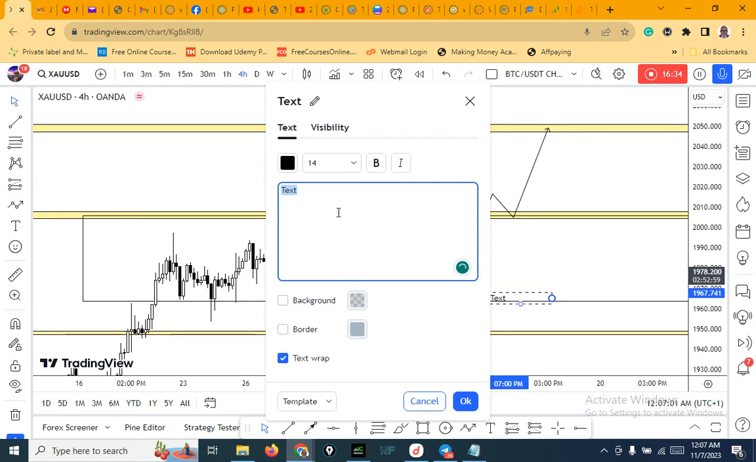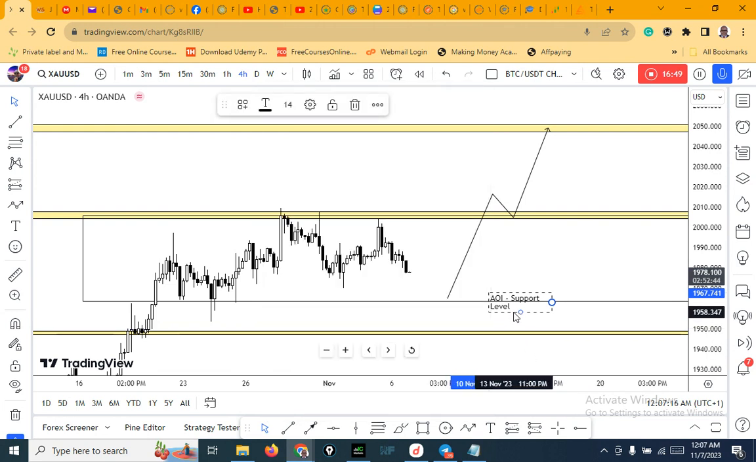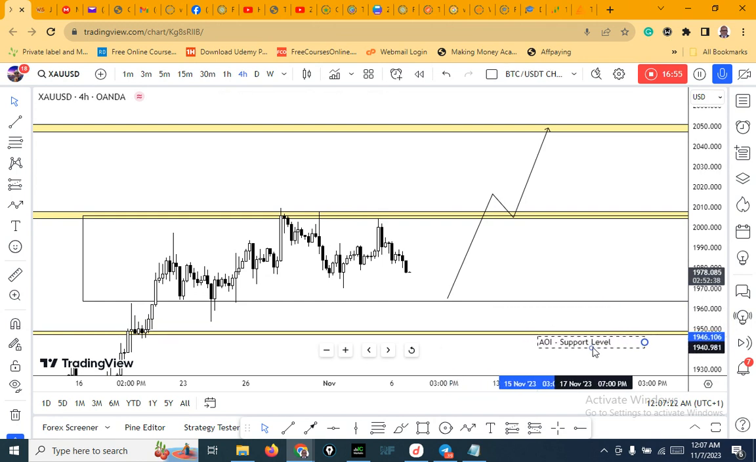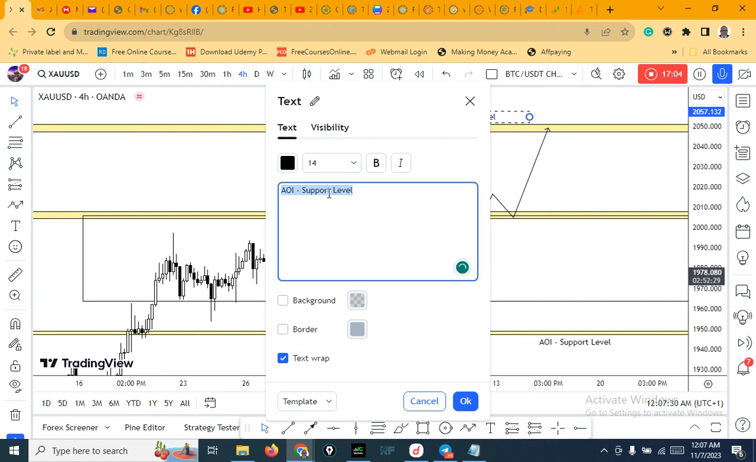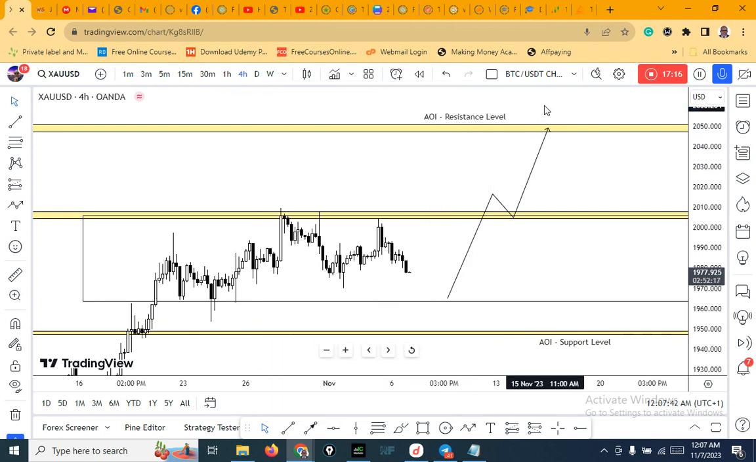This is my area of interest, support level. So this is my area of interest, support level. All right, so this is my support level. Let me duplicate this: my area of interest, resistance level. Resistance level. So this is how you mark up your chart, guys.